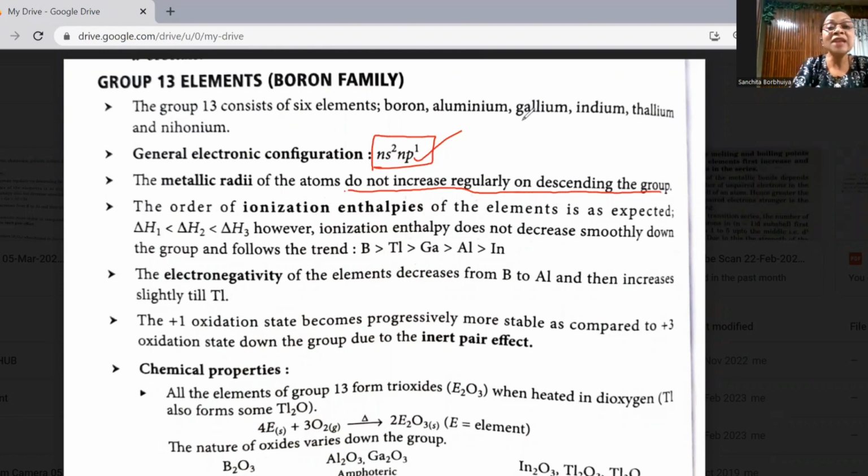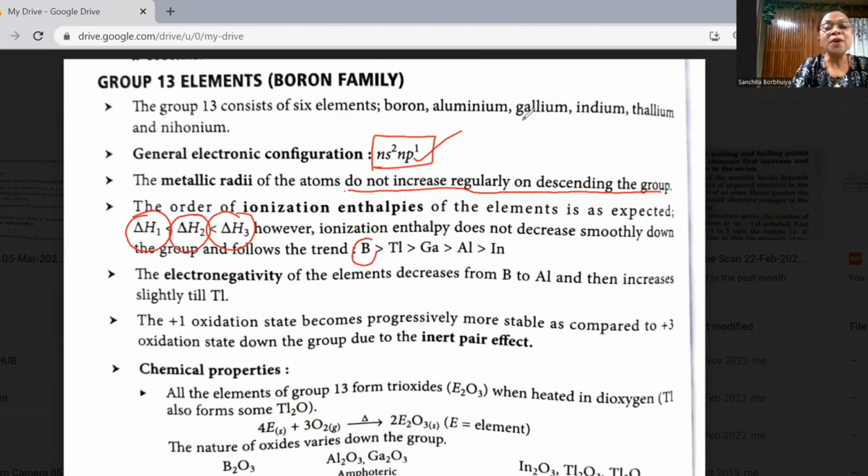The ionization enthalpies of the elements, as expected, yes, they would lose 3 electrons. Why? If you make the elements lose the 3 electrons, you will end up with the inert gas configuration pertaining to the elements. So naturally, the third ionization enthalpy would be higher compared to the second, compared to the first. And the ionization enthalpy does not decrease smoothly. If you go down the group, the ionization enthalpy decreases, but not smoothly.